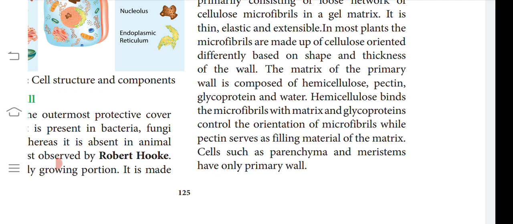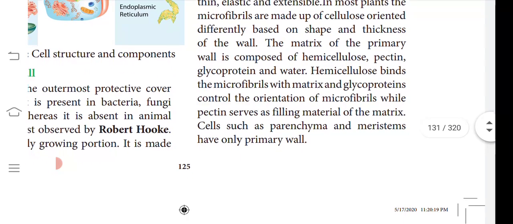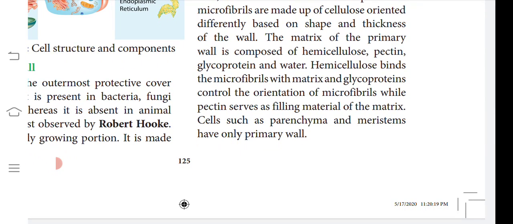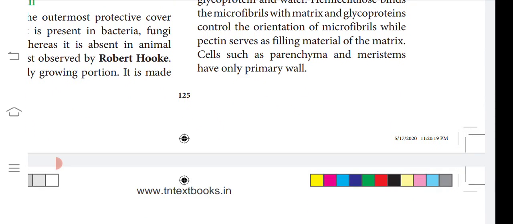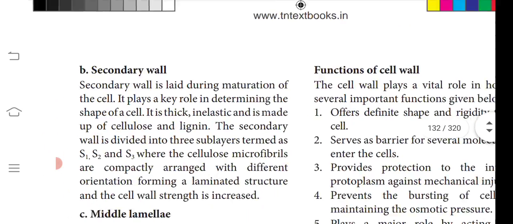In most plants, fibrils are made up of cellulose oriented differently based on the shape and thickness of the wall. The matrix of the primary wall is composed of hemicellulose, pectin, and the glycoprotein and water. Hemicellulose binds the microfibril with the matrix and glycoprotein. Okay, so they control the orientation of the microfibril, while pectin serves as a filling material of the matrix. Cells such as parenchyma, meristems have only primary wall.